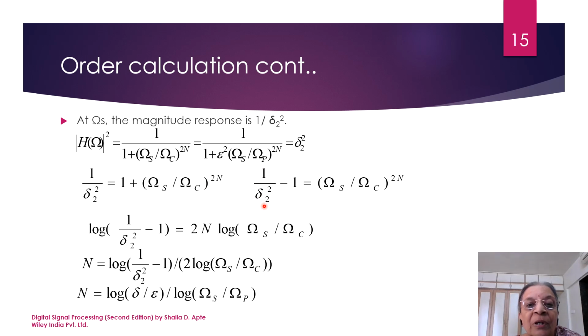So we get 1 upon delta 2 square minus 1 as this. And this particular 1 upon delta 2 square minus 1 is what we write as delta. Then n is written as log of delta upon epsilon, where epsilon is related to the passband, divided by twice log of omega s upon omega c. So finally we get this equation. Because of this square, these two go away and we get this equation.